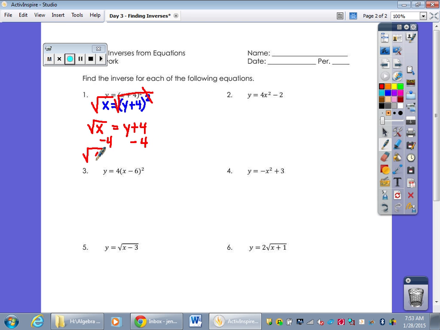Now you're subtracting 4 from the function, not inside of it. So notice that the minus 4 has to stay outside the square root. And that would be the inverse.